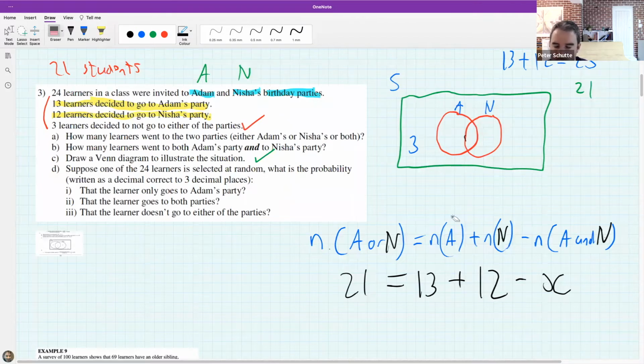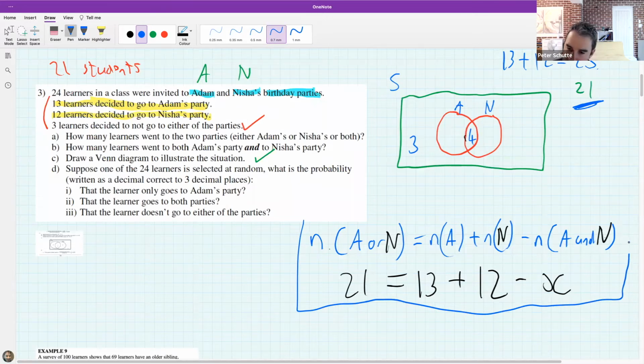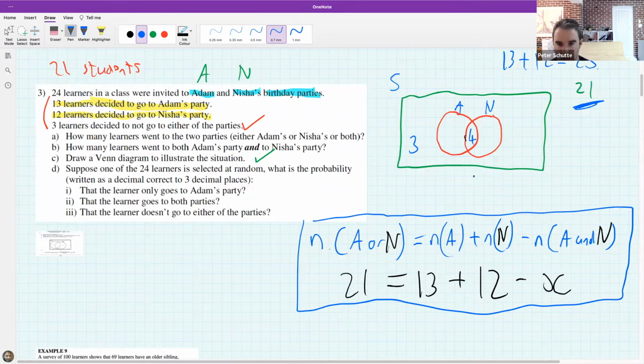So if you move the X across and you move the 21 across, you're going to get 4. So there's 2 ways that you could have worked this out, guys and girls. The one way to do it is to say, look, if I add up 13 and 12, I get 25, and that is 4 too much. And if that's 4 too much, there must be 4 in the middle. The other way of doing it is to use this identity called the OR identity, which helps you here. Either of those will work. And you might have to look at this example again to get it, but that's the thing.